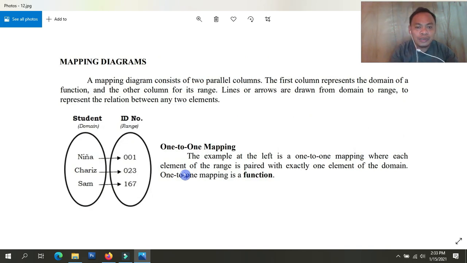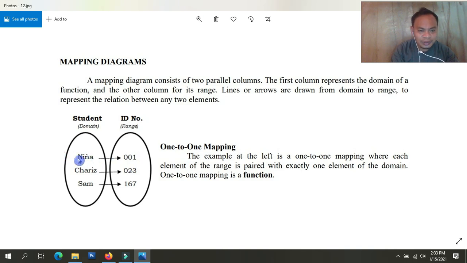So, mapping diagrams. A mapping diagram consists of two parallel columns. The first column represents the domain of the function, and the other column is the range. Lines or arrows are drawn from the domain to range to represent the relation between any two elements. So, this one. This is our domain. This is our range. Okay.